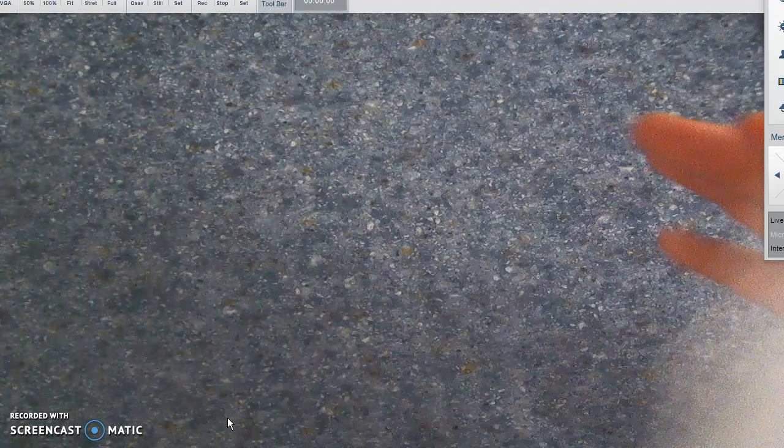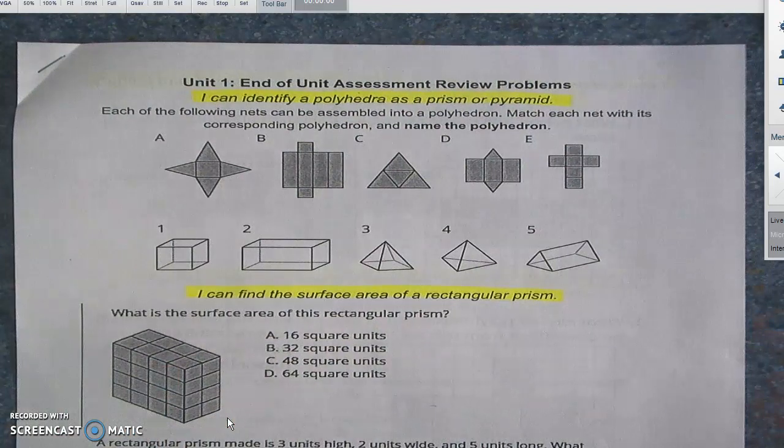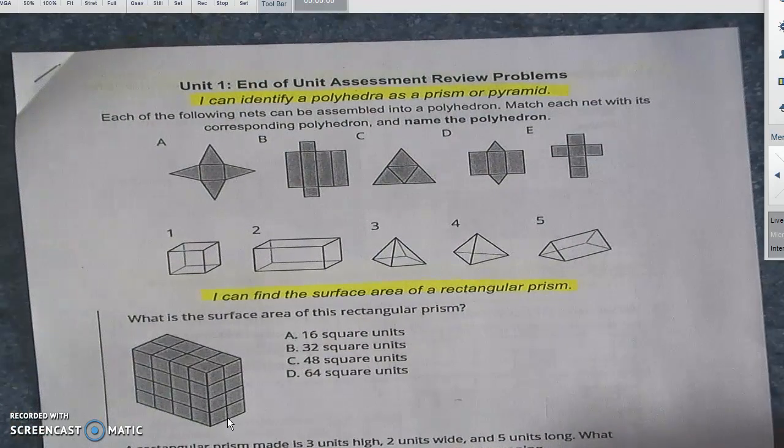So now I'm going to hop back to the beginning. I can identify a polyhedra as a prism or a pyramid. Each of the following nets can be assembled into a polyhedron, so that's the word for if there's just one of them. Match each net with its corresponding polyhedron and name the polyhedron.